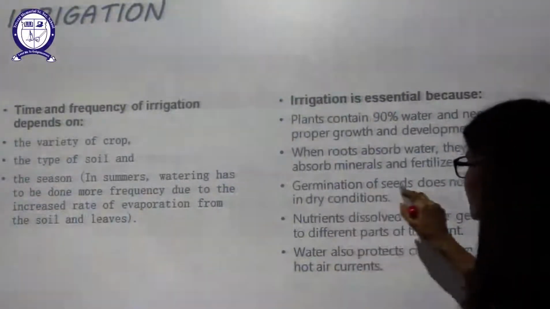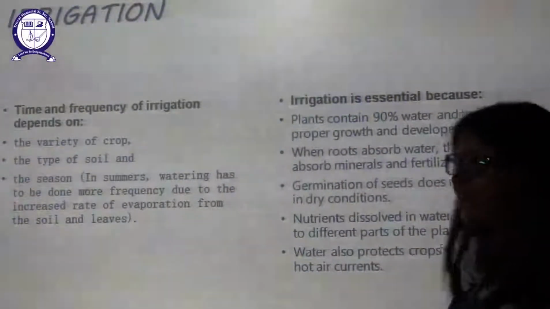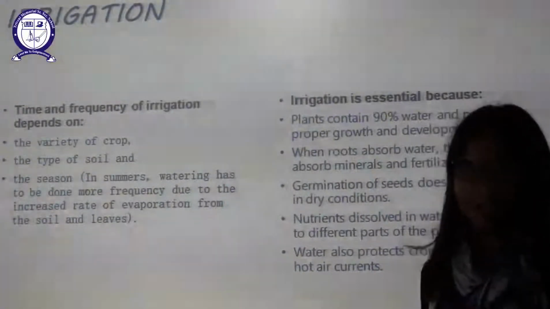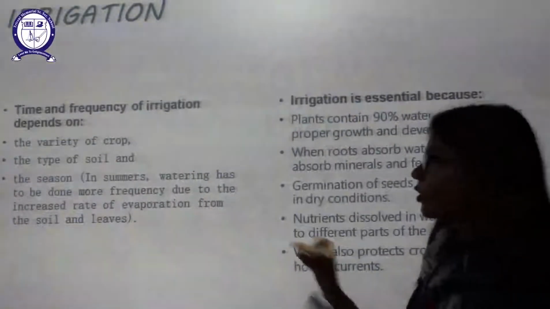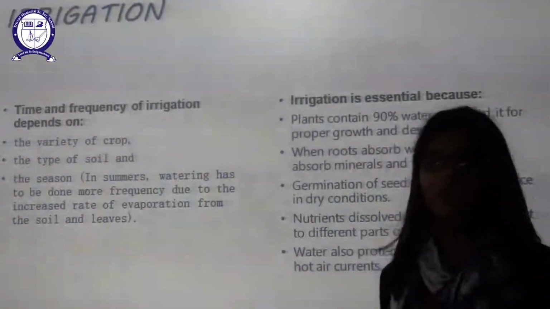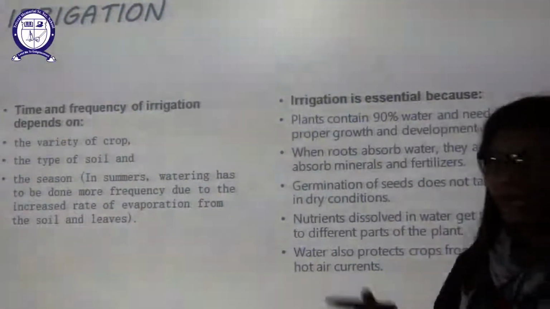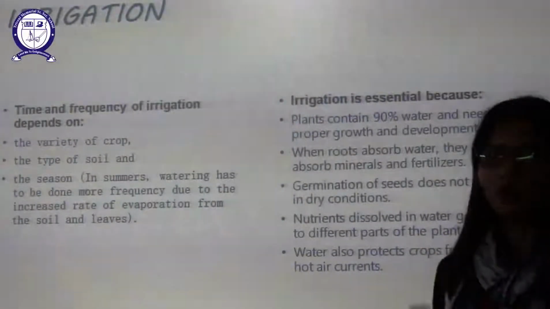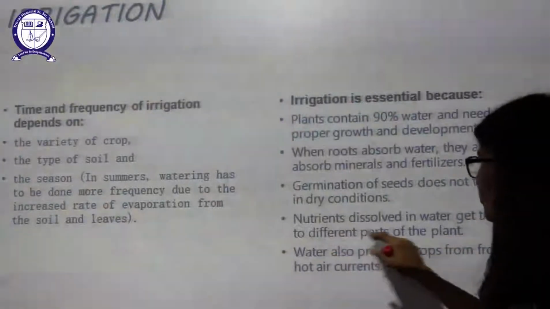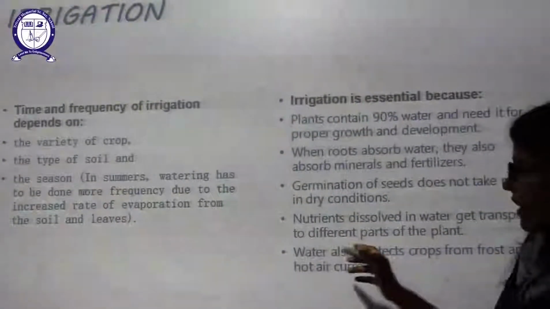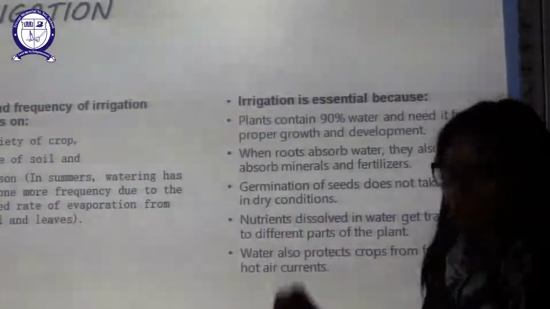Next, germination of seed does not take place in dry condition. Seed will not germinate without water. The growth pattern in plants is different from the growth pattern in humans. Plants need water for growth. Next, nutrients dissolved in water get transported to different parts of the plant. It helps in nutrient absorption also.